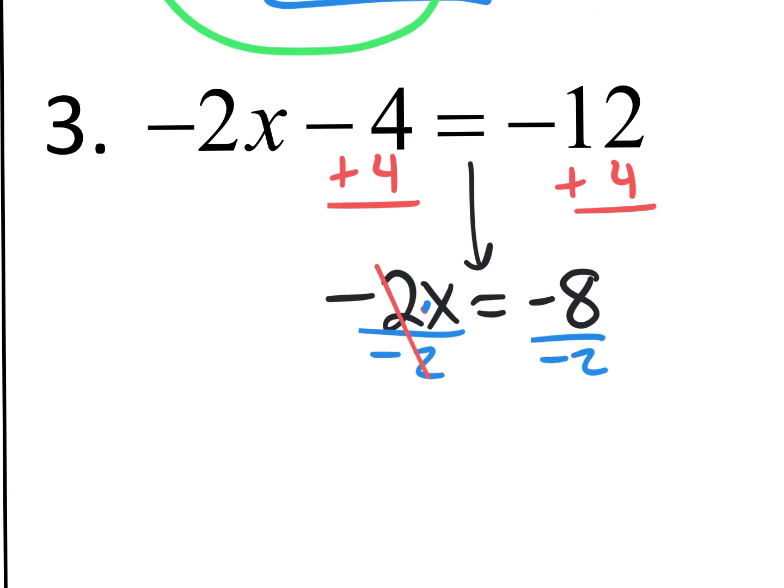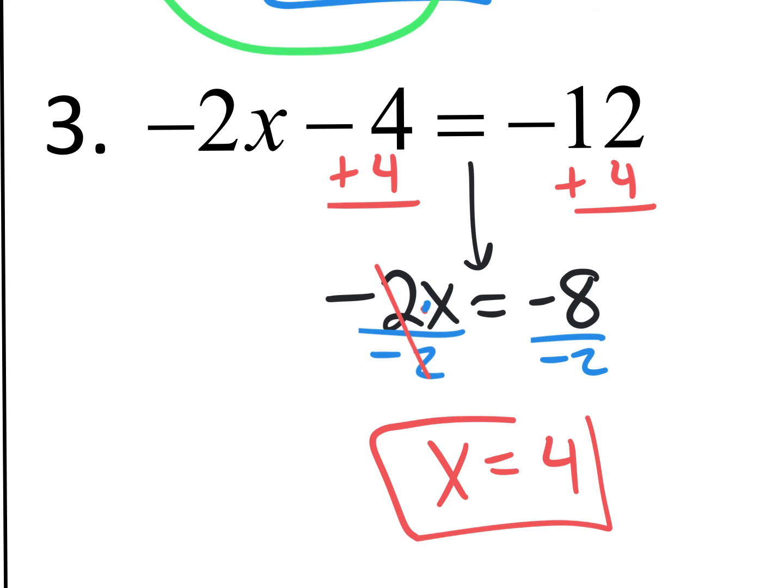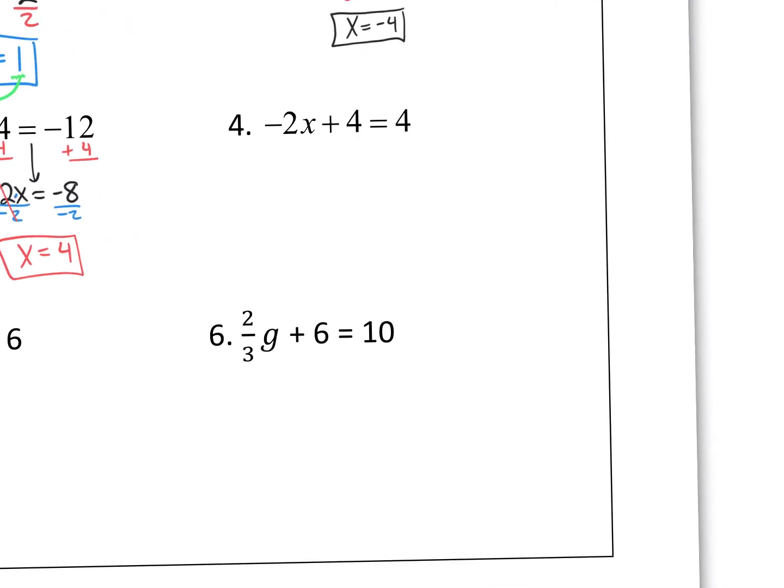This cancels out. I have a 1x. I'm just going to write x equals a negative divided by a negative is a positive 4. X equals 4. Once again, if you wanted to, you could take that 4 and plug it right here. It's a regular 4 right here. Negative 2 times a regular 4, that's a negative 8. That's like saying that you owe $8 and you owe $4 more. You're going to owe a total of $12. That's how you double check your answers and make sure you're doing it right.